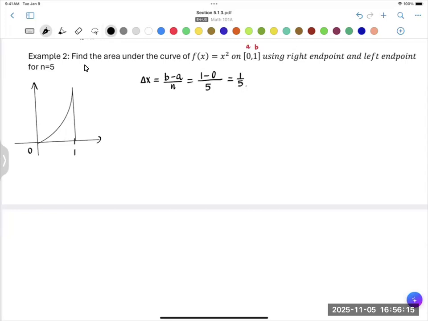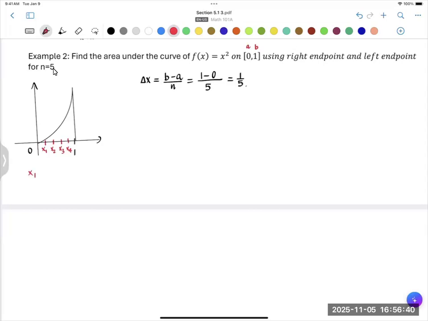Because I divide that into 5 rectangles, I will have 1, 2, 3, 4 values, because you're going to have 1 rectangle, 2, 3, 4, 5. So you will have 4 extra values in the middle for n equals 5. So I need x1, x2, x3, and x4. So how do I find x1?